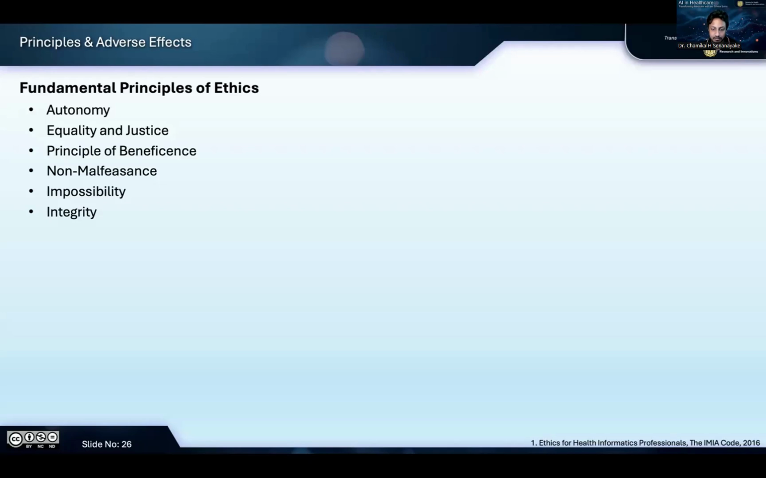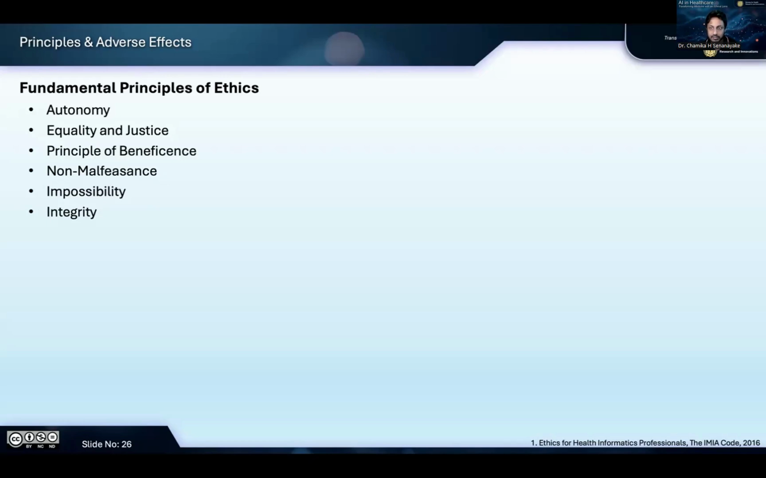And possibility refers to all rights and duties holding subject to the condition that it is possible to meet them under the circumstances that obtain. And integrity means that whoever has an obligation has a corresponding duty to fulfill that obligation to the best of his or her ability.